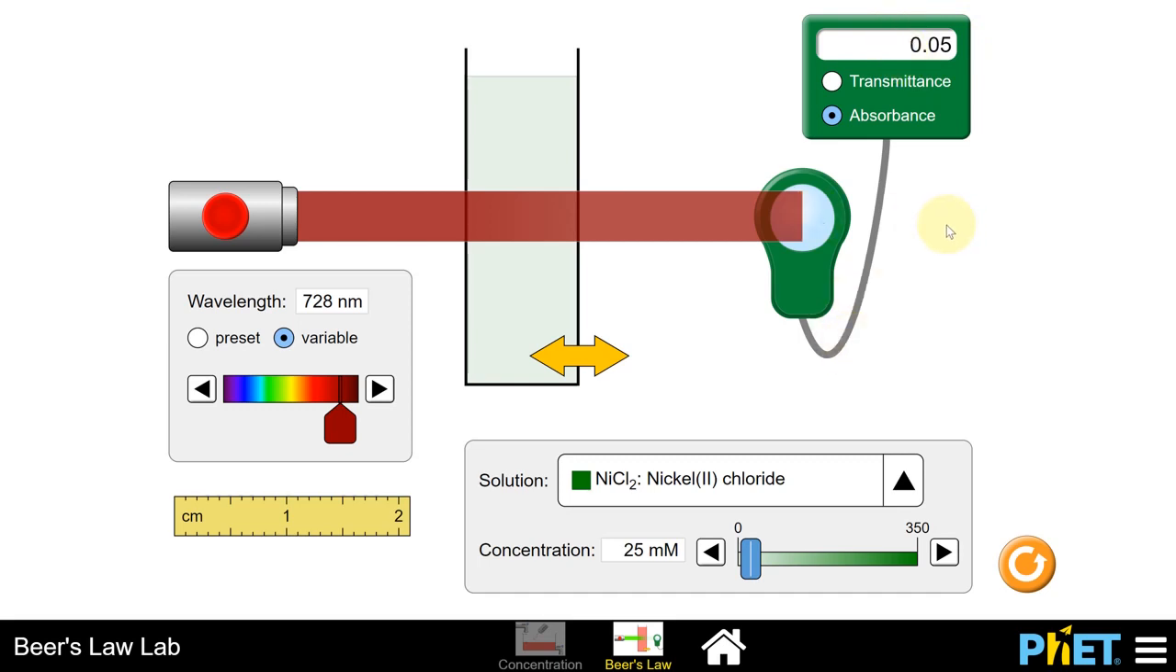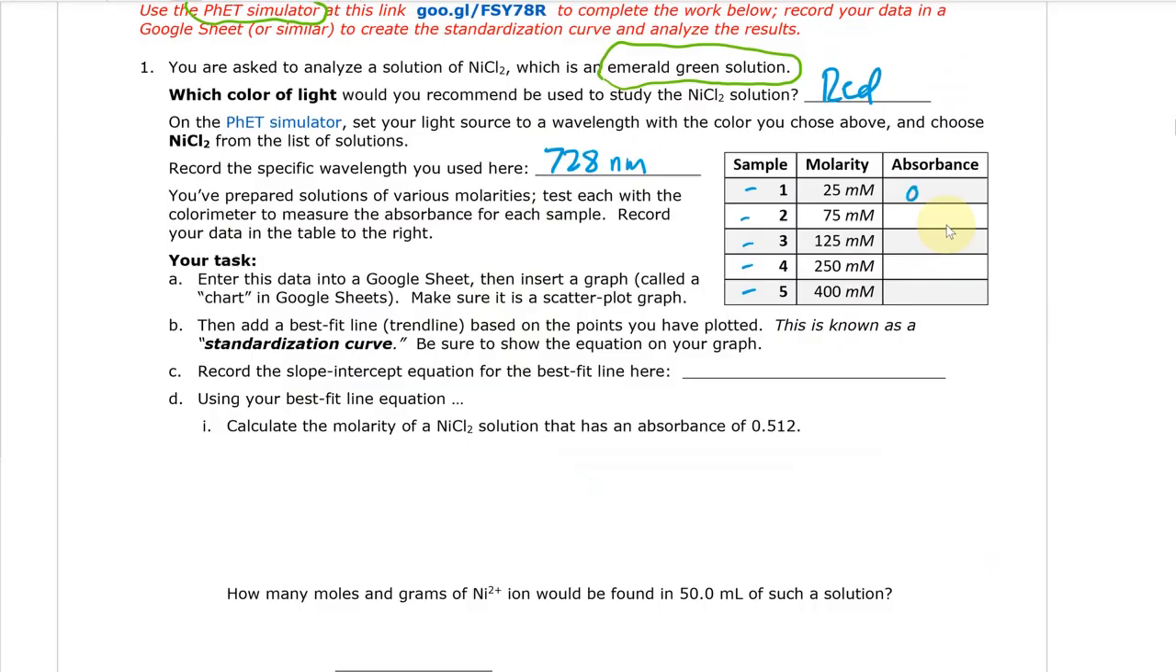Now I'm going to read my numbers off as I go. I'm going to record my numbers in my table. You do the same with your own numbers, even if they're not the same as mine. Okay? You want your own data. So I've got an absorbance of 0.05.